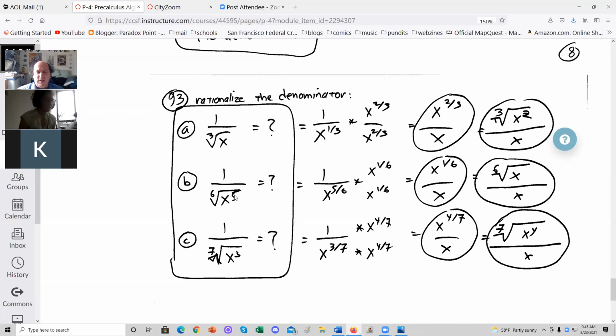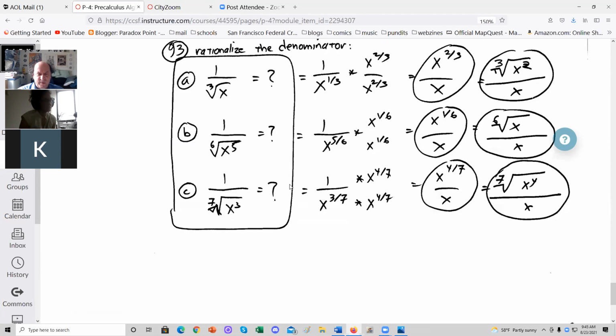1 over 6th root of x to the 5th, that's 1 over x to the 5/6. Multiply above and below by x to the 1/6. In the denominator, x to the power of 5/6 plus 1/6 is x to the 1, which is x. Underneath, x to the 1/6. So you get 6th root of x, all that divided by x.